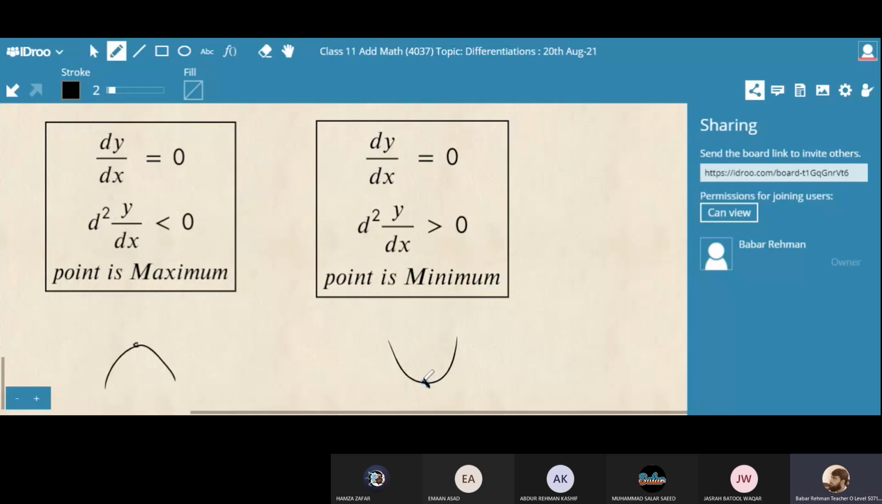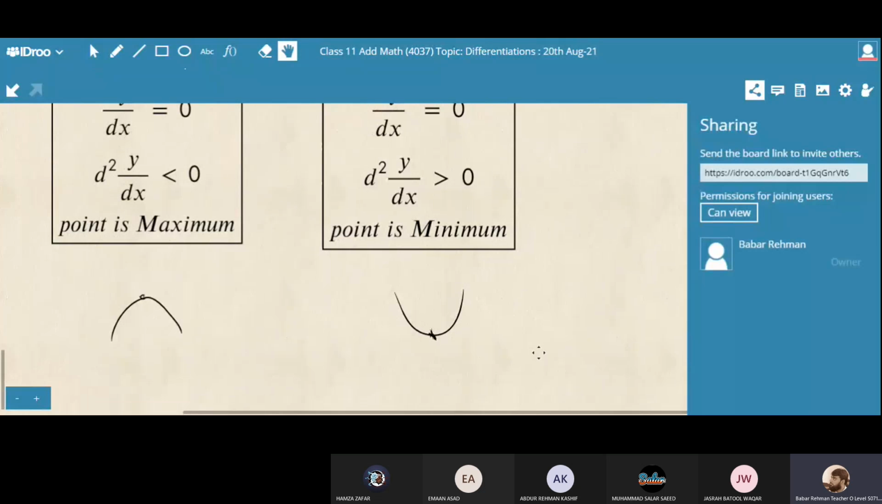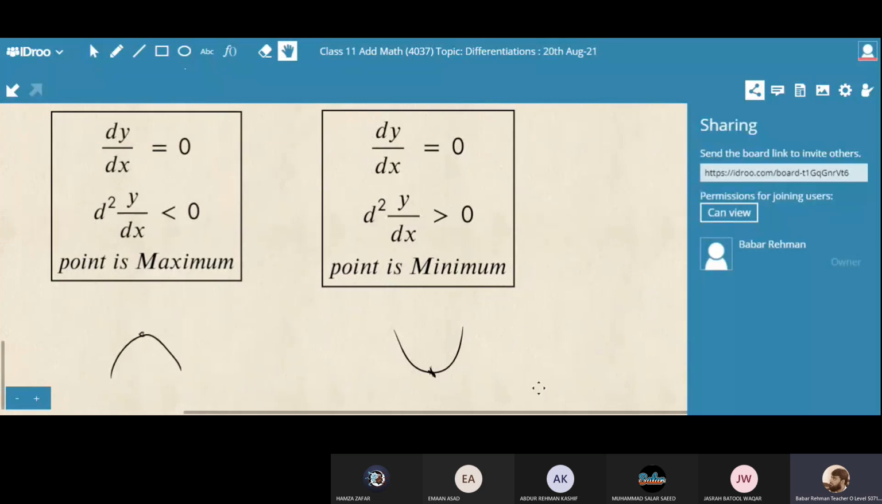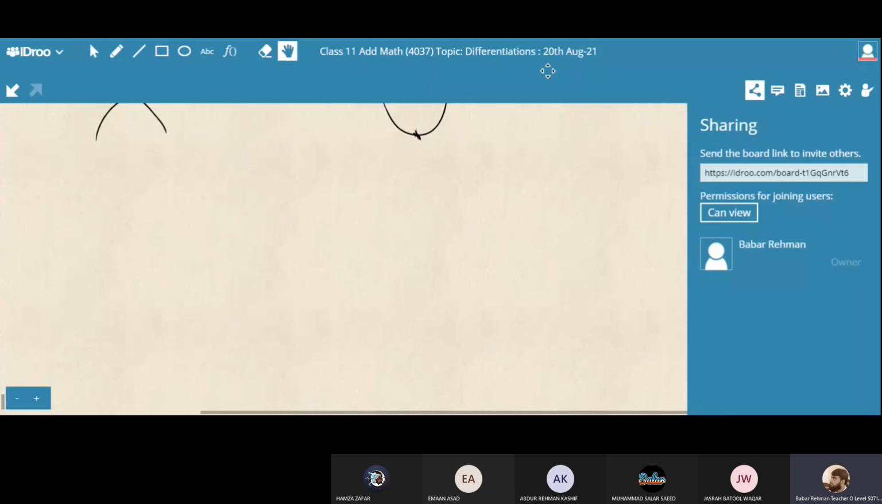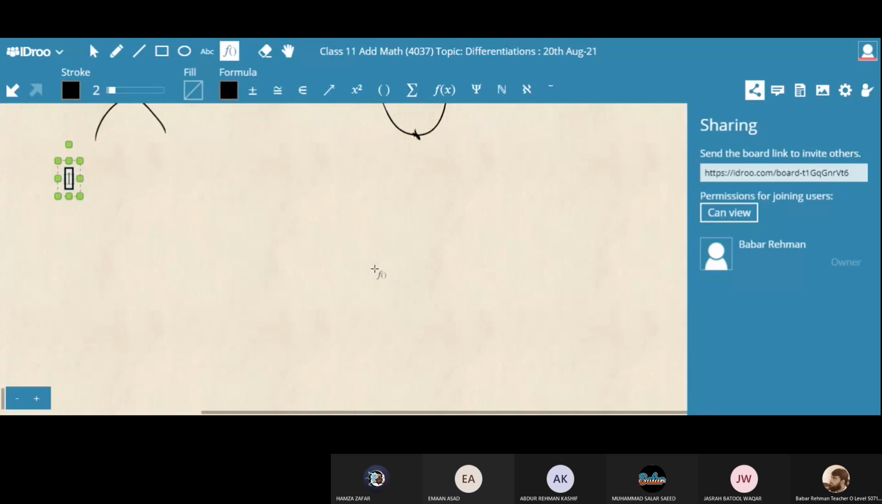Now I'm giving you a question to find the answer. And now similarly, you have to sketch the graph. Have you written? Should I give you a question? Okay, now write down this question. Find the coordinates of stationary points on the curve.